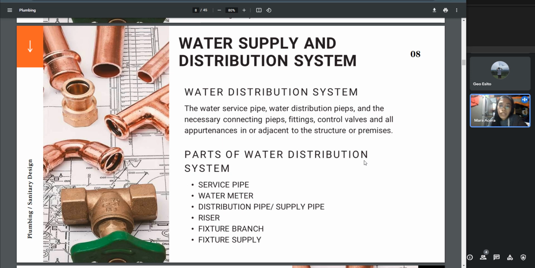We have the riser, a water supply pipe that extends one full story or more to convey water to branches or to a group of fixtures. Fixture branch, the water supply pipe between the fixture supply pipe and the water distributing pipe. And fixture supply, a water supply pipe connecting the fixture with the fixture branch.